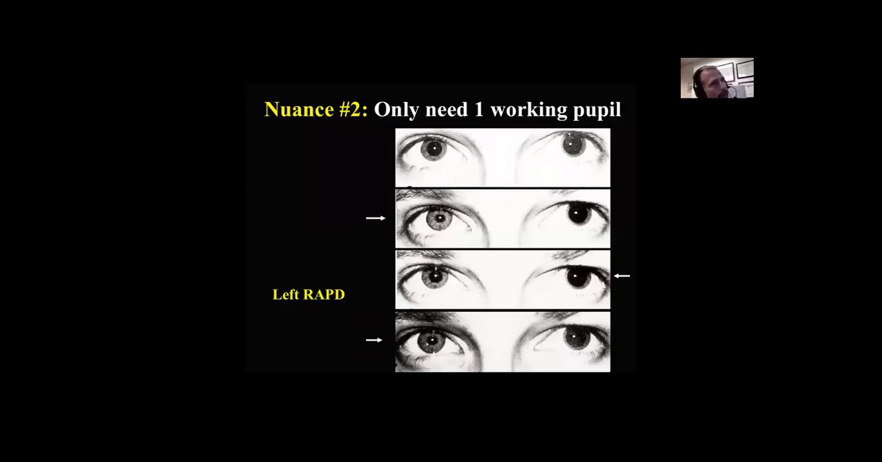You might hear the term reverse afferent pupillary defect. I hate that term. It's confusing. People don't know what it means. I don't use the term reverse. Just call it like it is. This person has a left relative afferent pupillary defect.